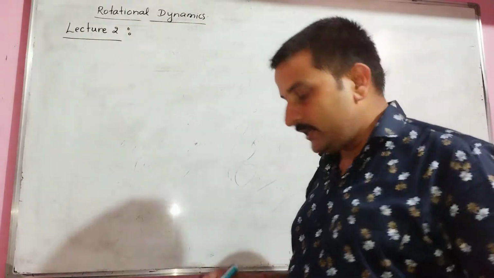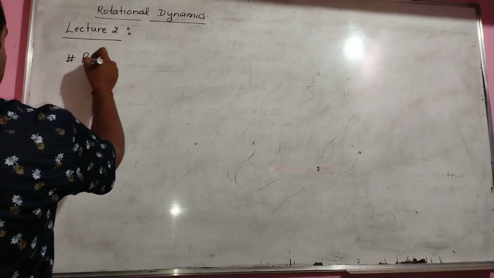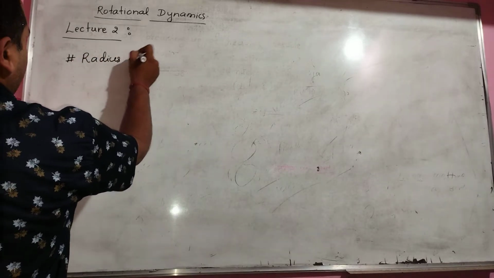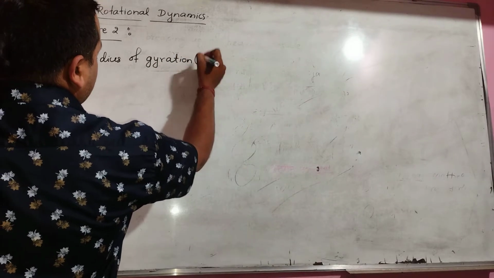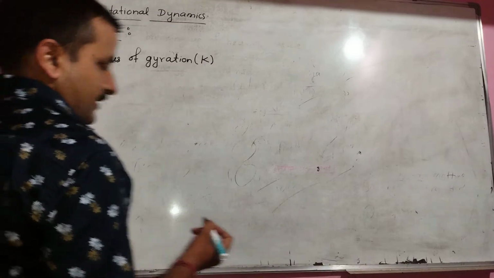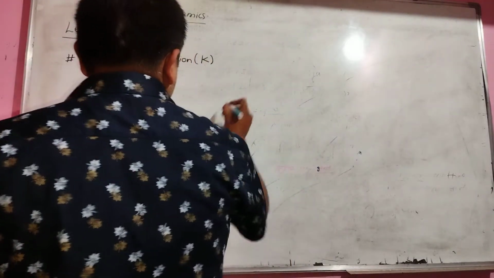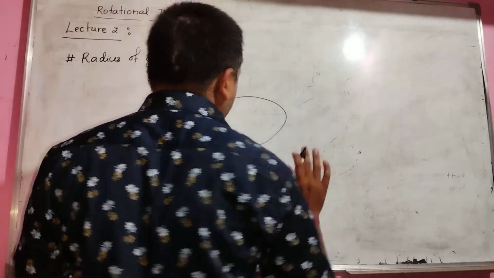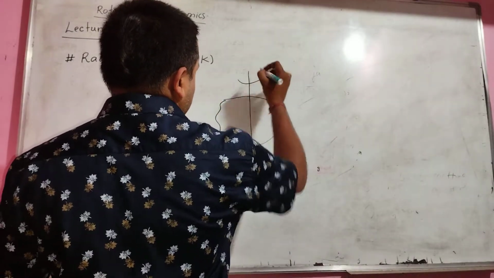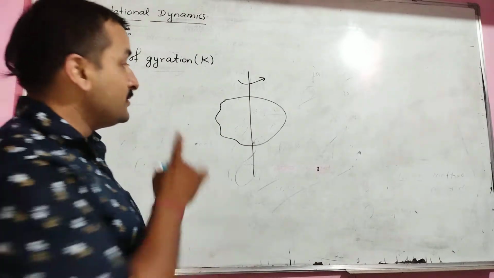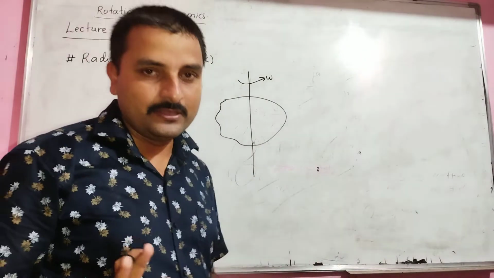In today's lecture, first I will define the radius of gyration. Radius of gyration is represented by K. So, what is radius of gyration? Suppose we have any body, and this body is rotating about some axis with some angular velocity, that may be anything.